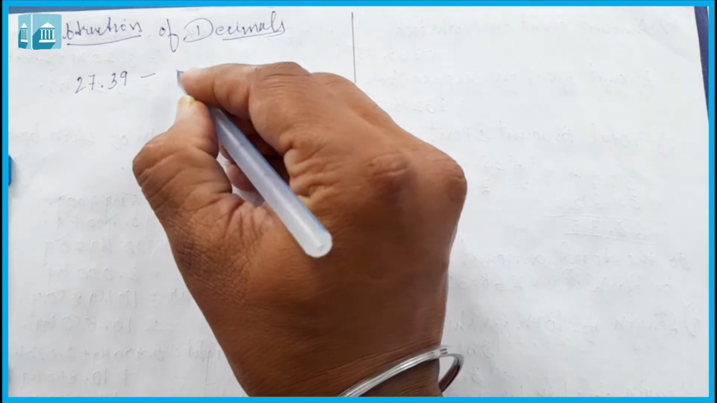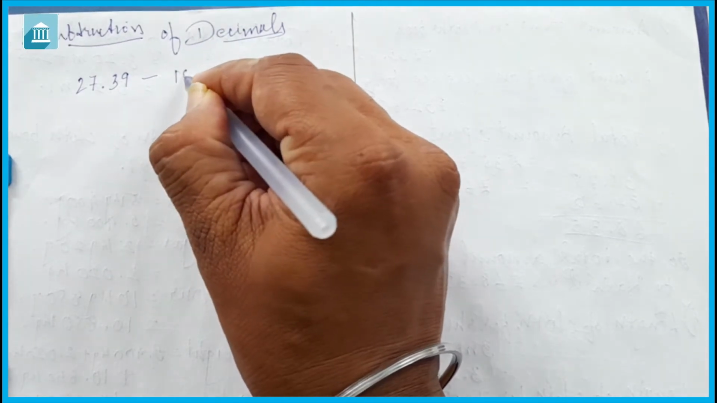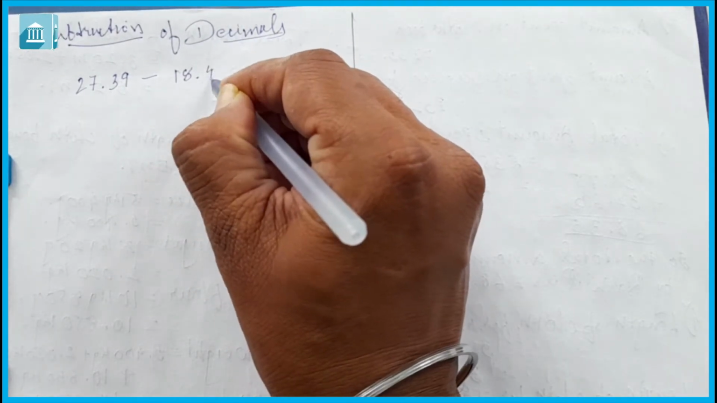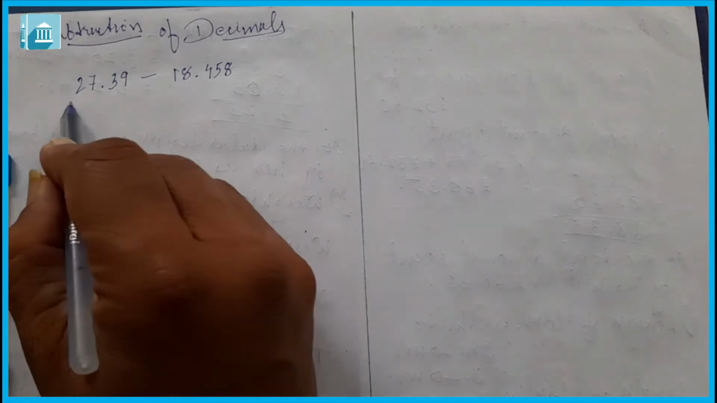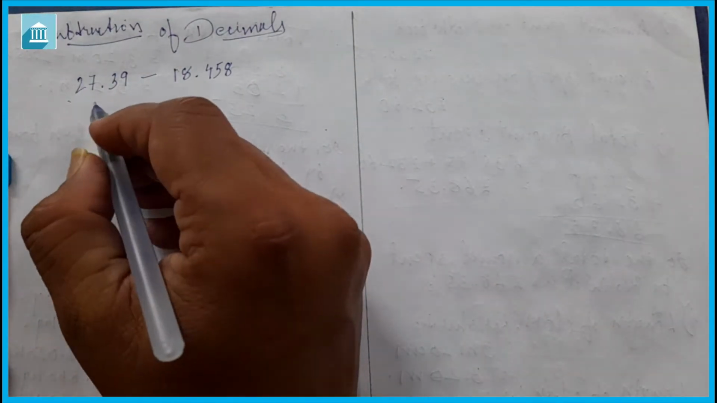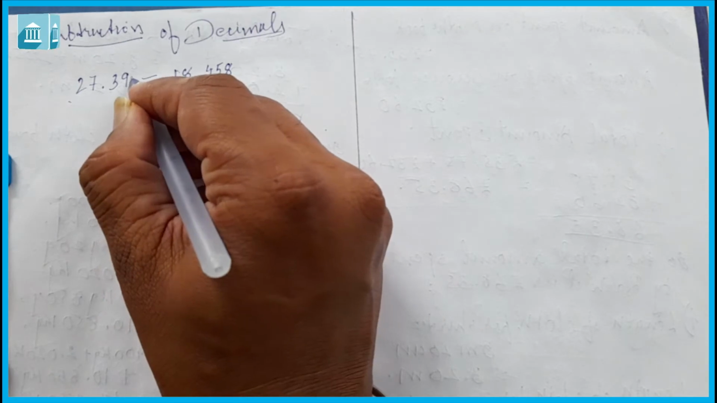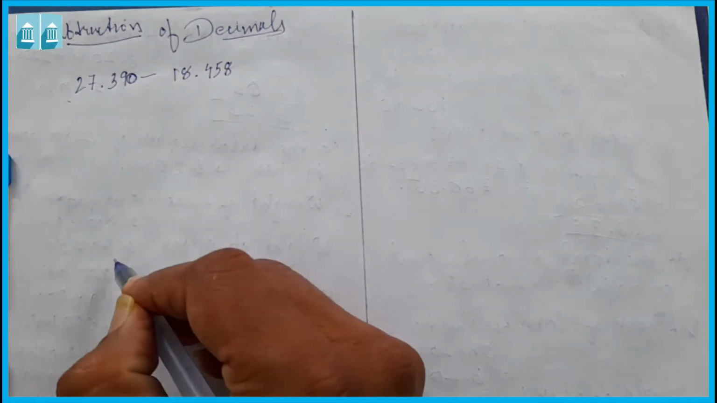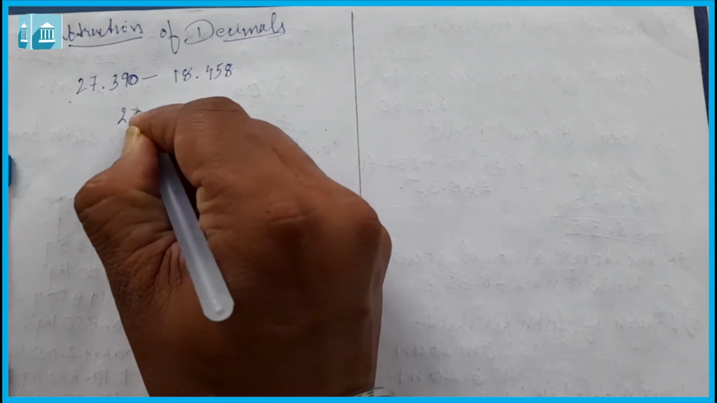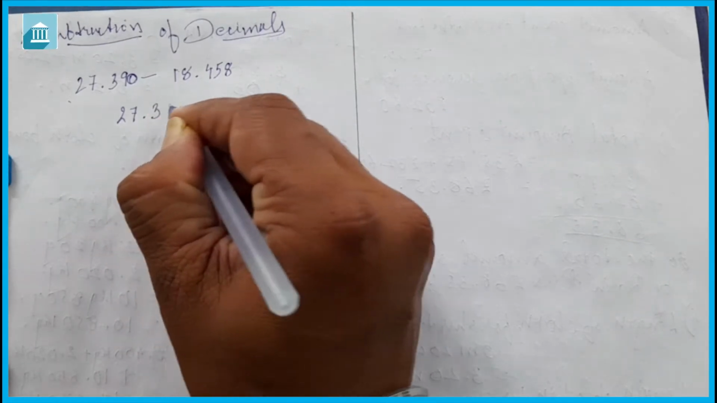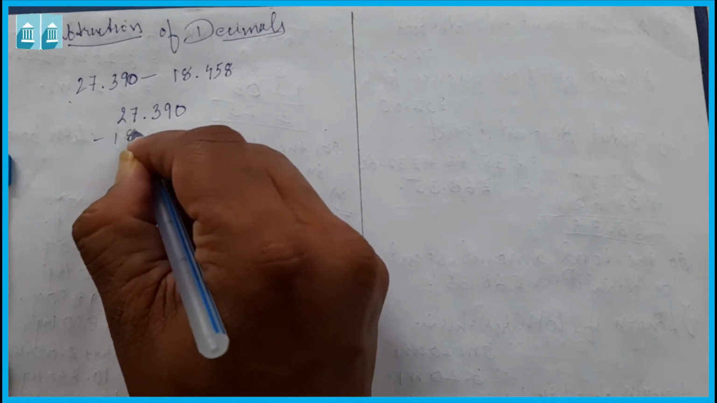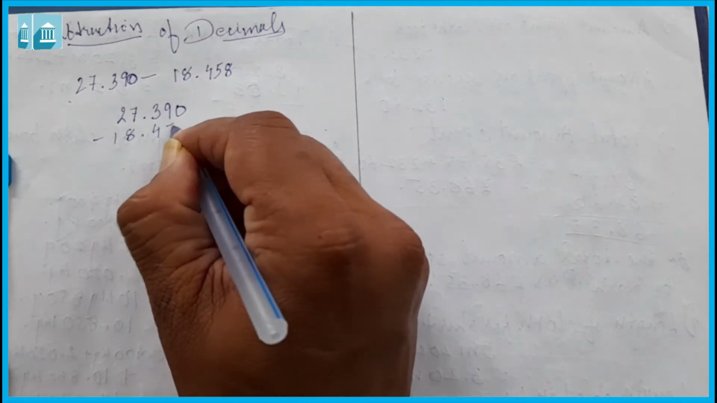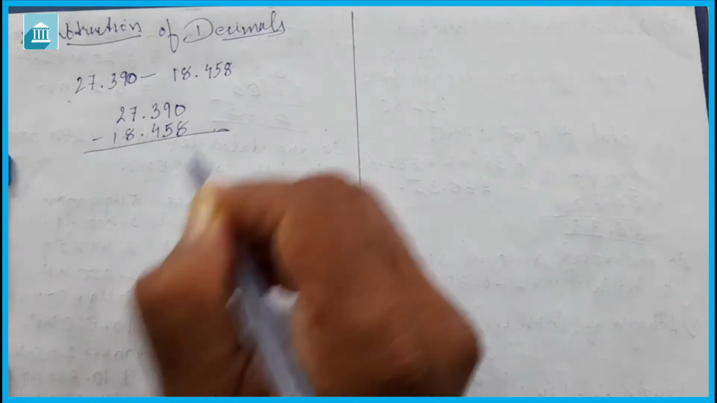27.39 minus, suppose, 18.458. First we need to convert this into like decimals, that is, we need to add a 0 here. Now this will be 27.390 minus 18.458. Now we have to subtract it.